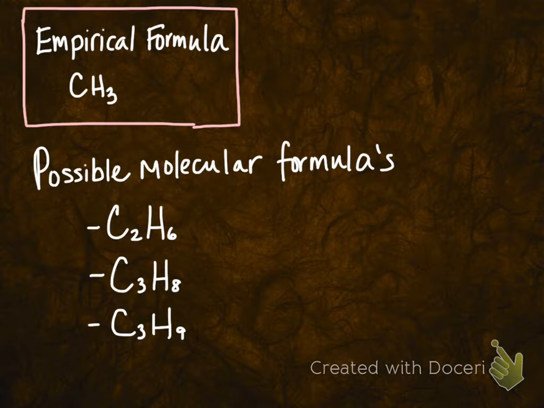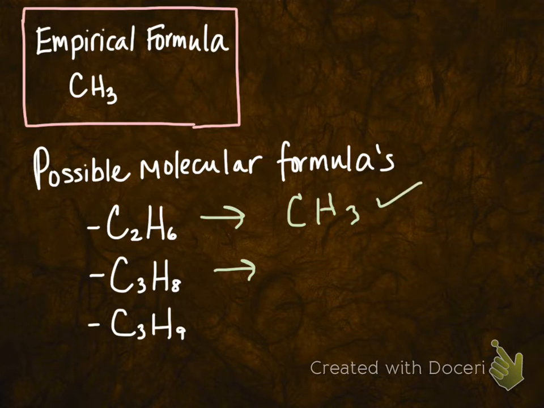Now, what about looking at an empirical formula and finding possible molecular formulas that would fit it? Well, if we have the empirical formula CH3, which of the following is a possible molecular formula that would have that empirical? Well, let's see. C2H6. Well, if we divided the subscripts there by 2, what would we get? Oh yeah, CH3. Okay, so that works, that's a possible molecular formula for that empirical.